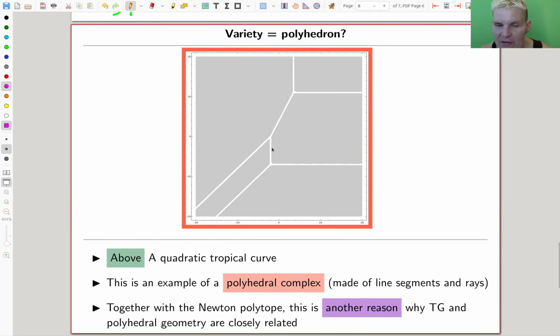And tropical varieties themselves form polyhedral complexes. That's the whole point. In this case, the polyhedral complex is very boring. It's a collection of lines and rays. Again, here we really need that a polyhedron could be unbounded. It could be a line, right? It could be a ray. So here you have two lines, and how many rays? Five rays, and they form together a polyhedral complex. So a tropical variety is a polyhedral complex.